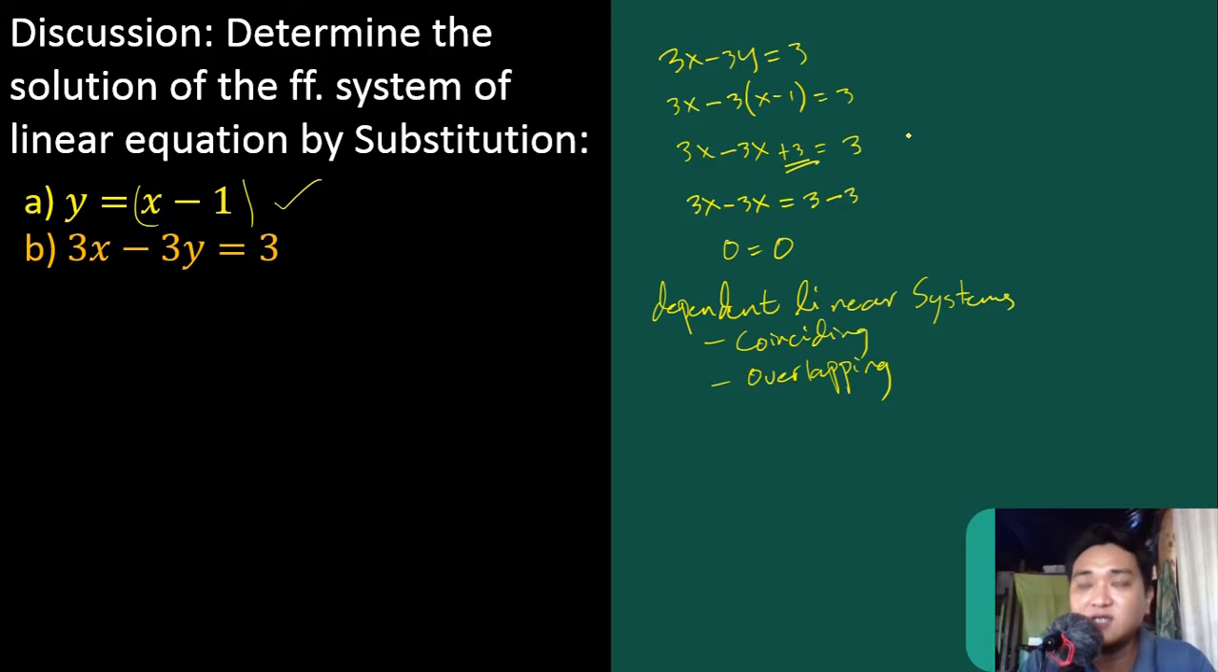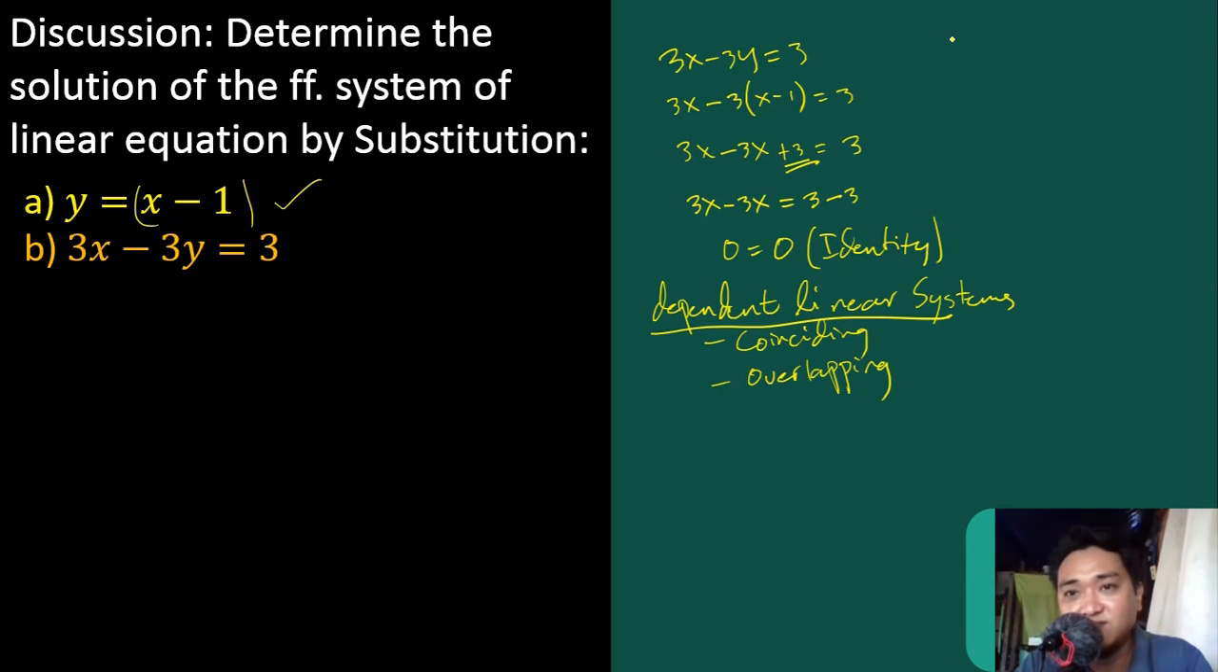But just out of curiosity, pagka po yung nagiging result, yung mga ganito po, 0 is equal to 0 or yung tinatawag natin sa math na identity property of equality, parang ganun po, ano? So whenever the result is an identity, it tells us that the two system is a dependent linear system. There's another way to do that.